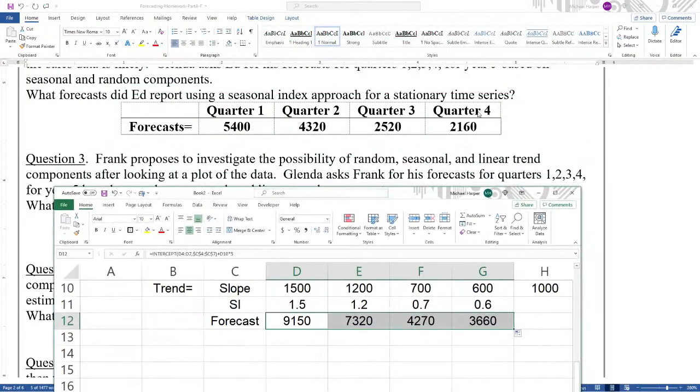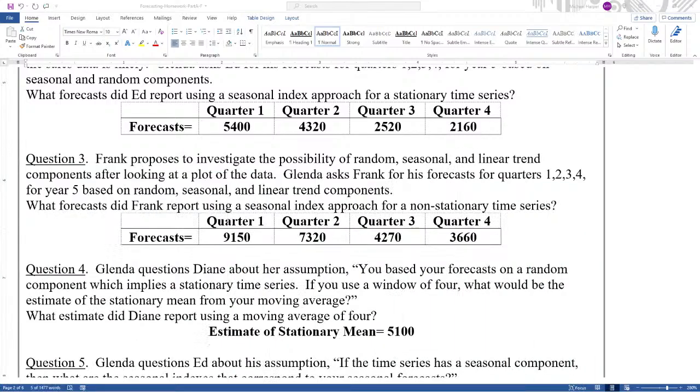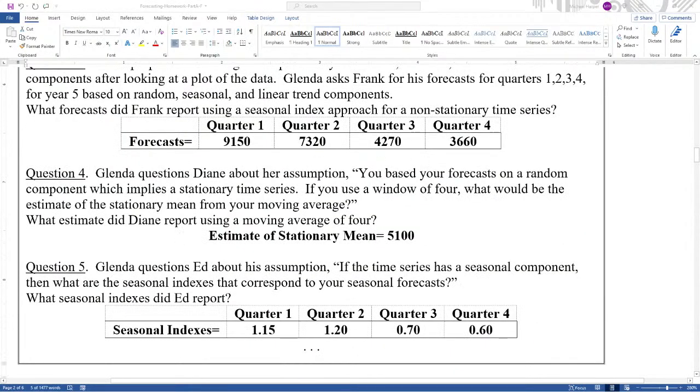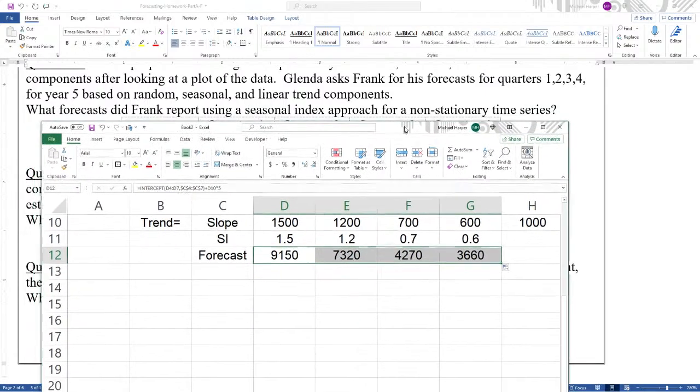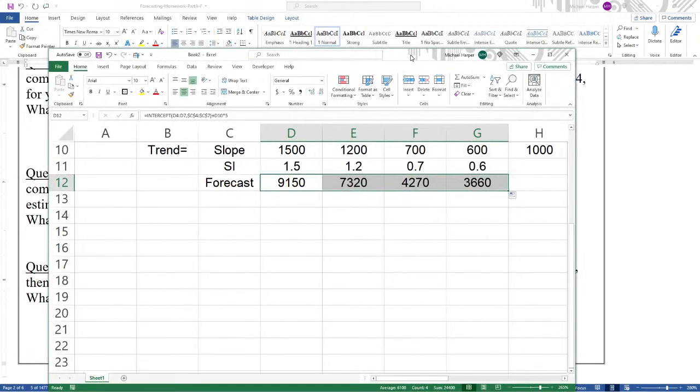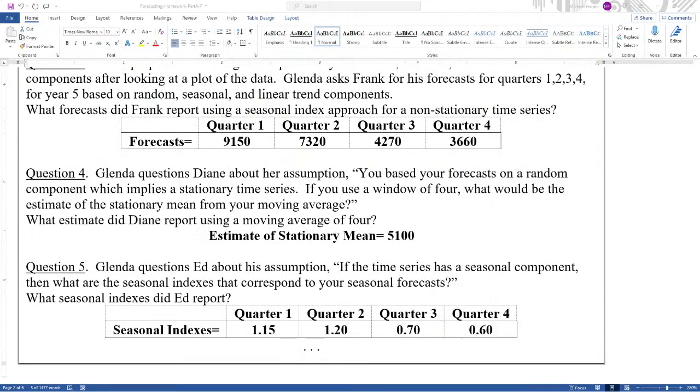We come down here, we see what did Frank get? And there's where he got, sure enough, 9150, 7320, 4270, and 3660. And so yes, we got the same thing Frank did. So good job, Frank.